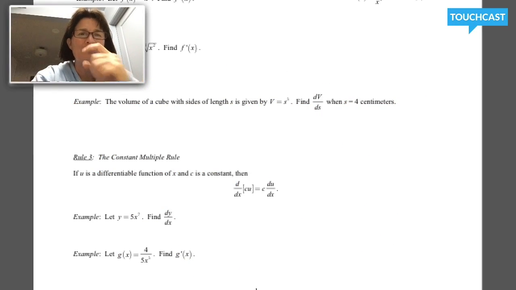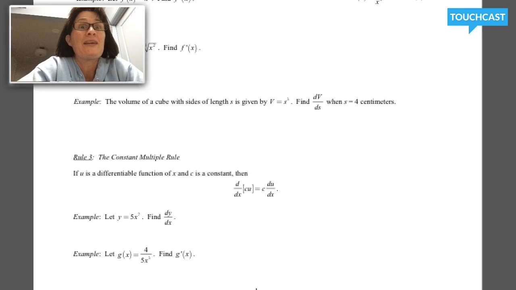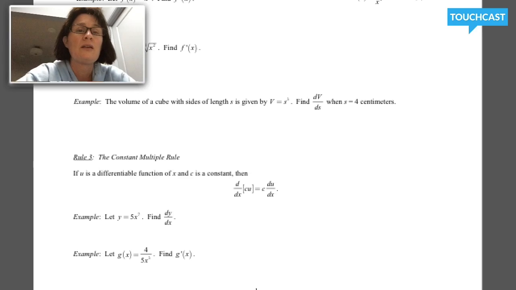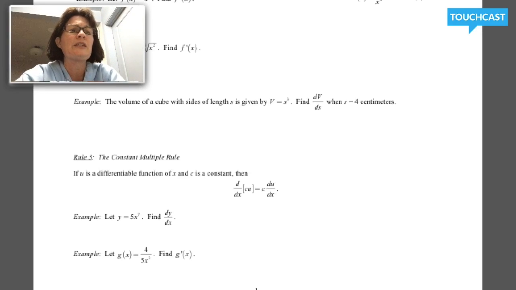So here's a cool little problem. We'll talk in a couple of days about what it actually means, but we can calculate this result now. If the volume of a cube is given by v equals s cubed, can you find dv ds when s equals 4 centimeters? We can talk about the different notation here. Instead of calling my derivative dv ds, I could also call it v prime of s.